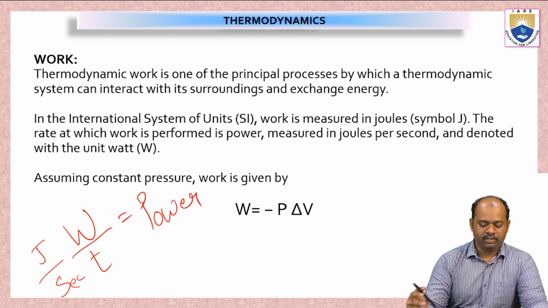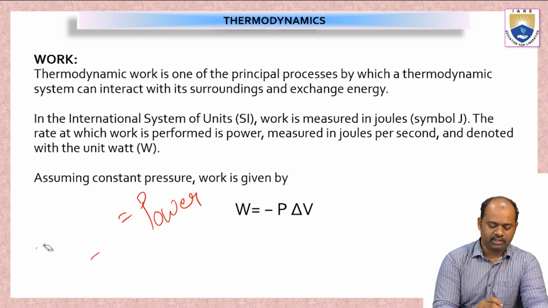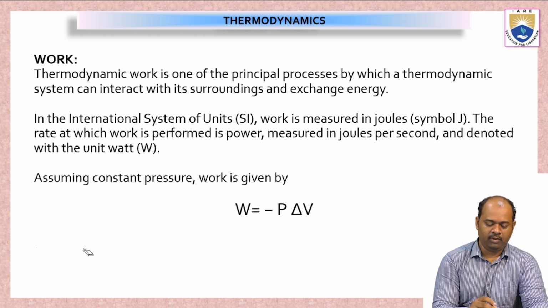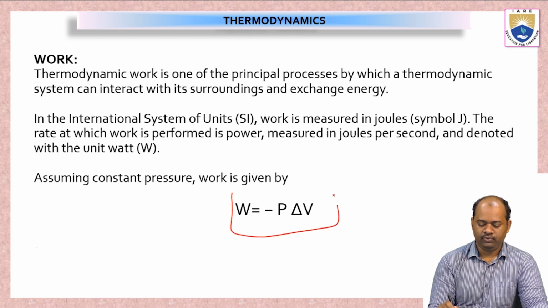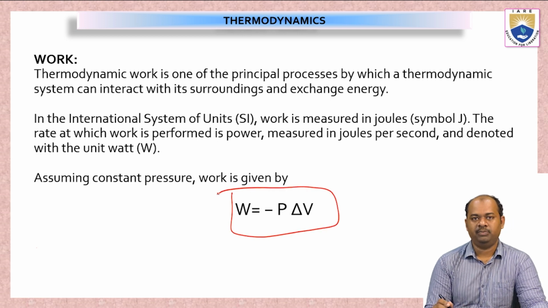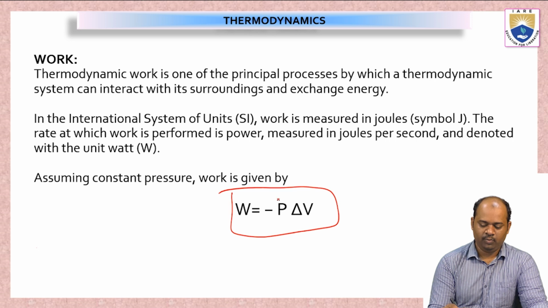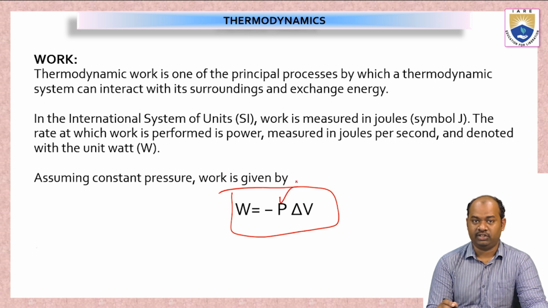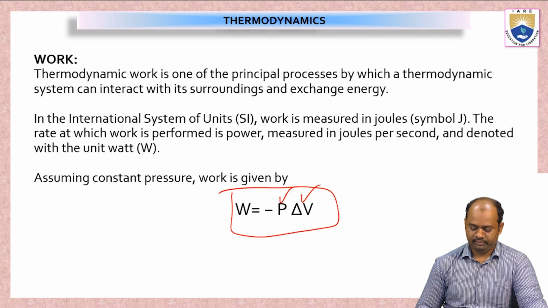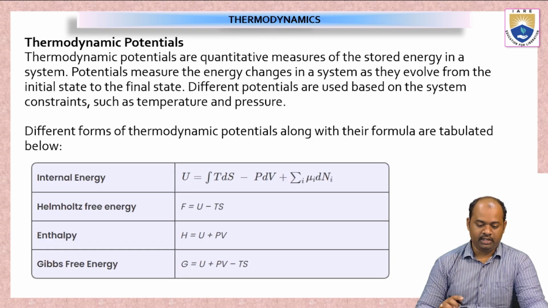So, assuming constant pressure, what is work given by? The formula for work is W is equal to minus P into delta V. P is the pressure inside the system and delta V is the volume of the system, which we are studying thermodynamically. So this is the basic definition of work and power. Power is equal to work done per unit time. Then we'll go to the next slide.